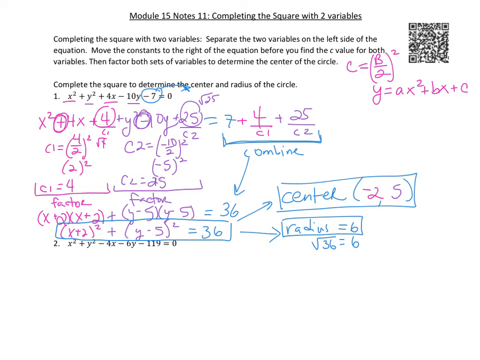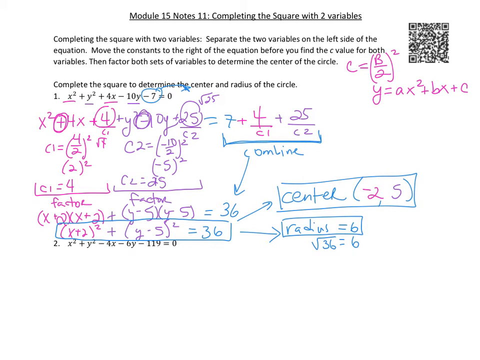Now, the big difference between two variables and one is you really do need to group them separately. That's the part that can get a little challenging. So if you want to use colored pencils to group it by color as well, that'll keep it a little clearer. So all of this comes down to our factor of x plus 2 squared, and then all of our y's come down to y minus 5 squared. So it makes it a little bit easier to see where those numbers are coming from.